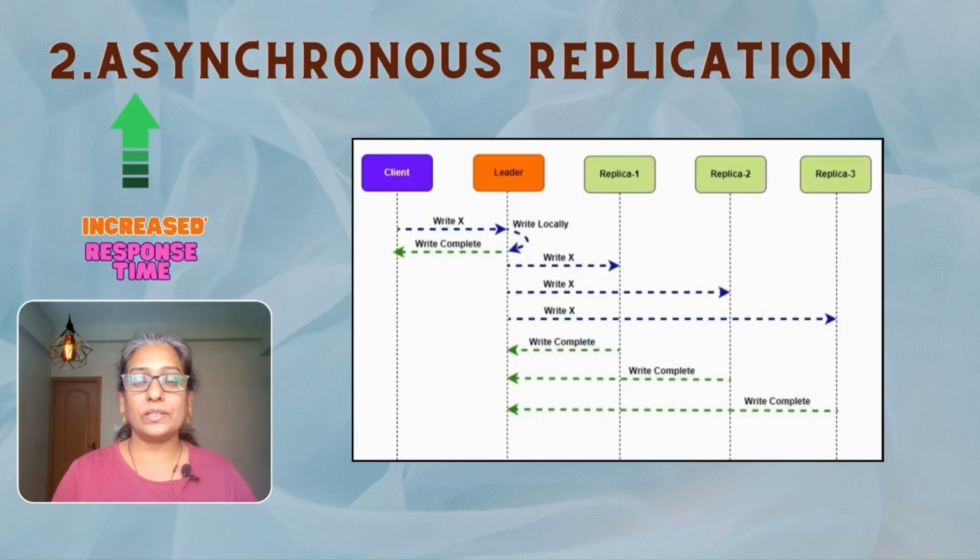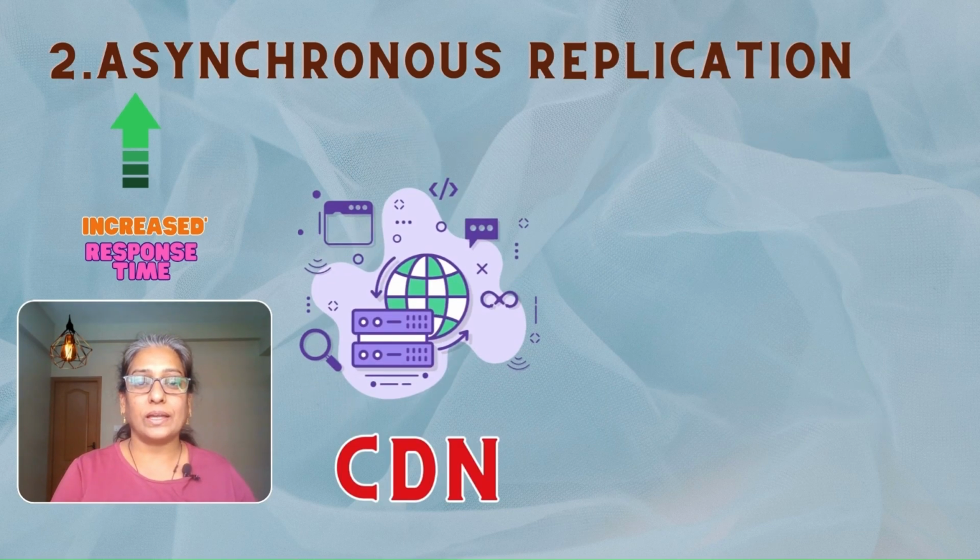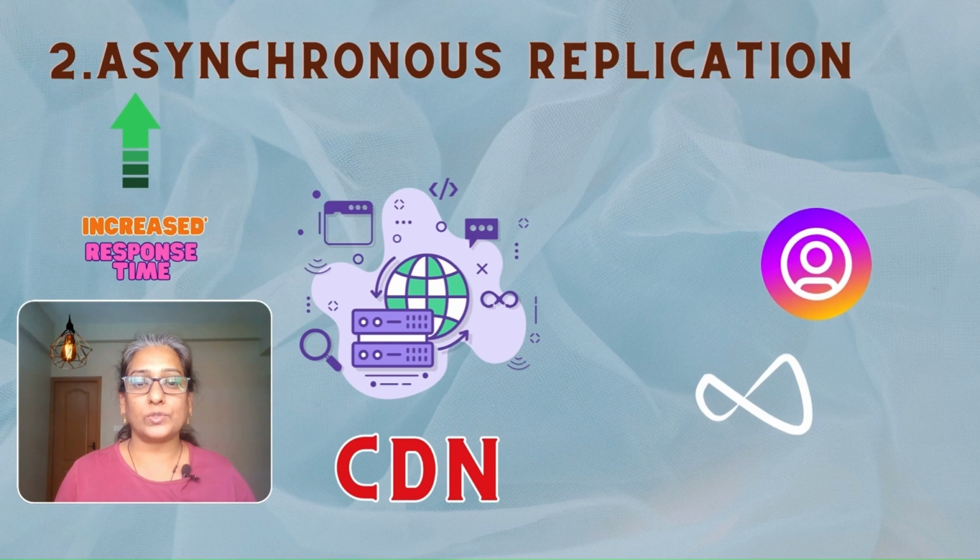Asynchronous replication speeds up the response time by acknowledging the data changes before replicating them to all the replicas. However, this can lead to data consistency issues if a node fails. This replication is suitable for applications prioritizing performance and availability over strict consistency, such as content delivery networks or social media platforms.